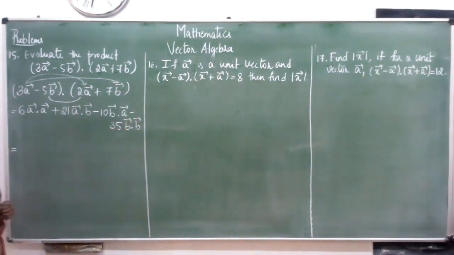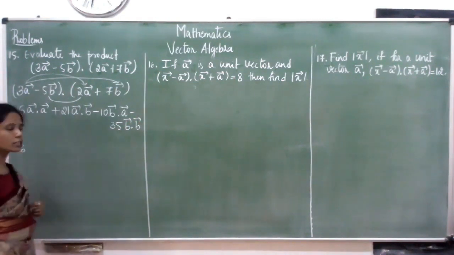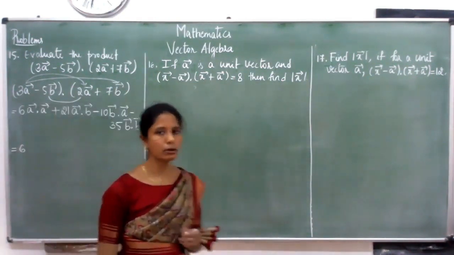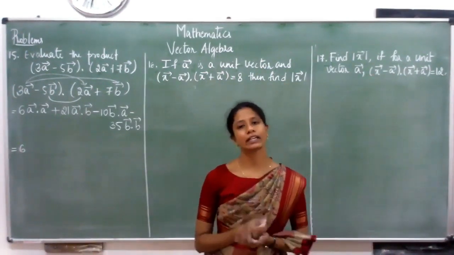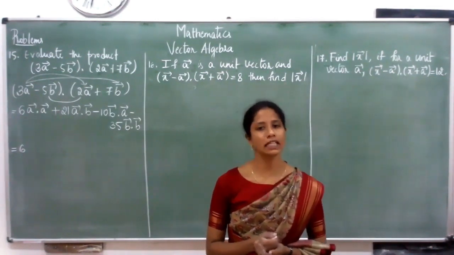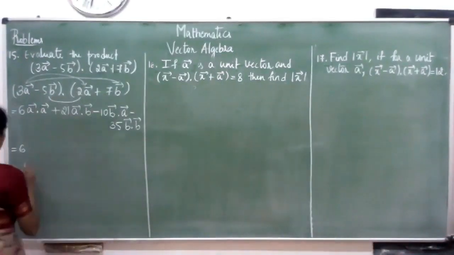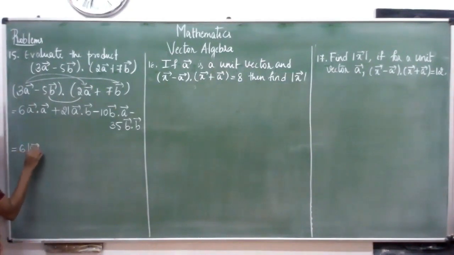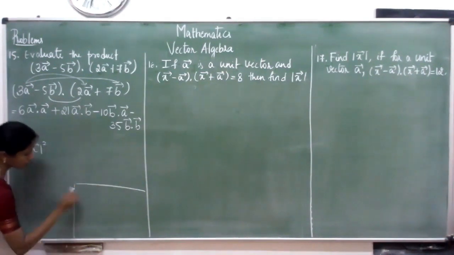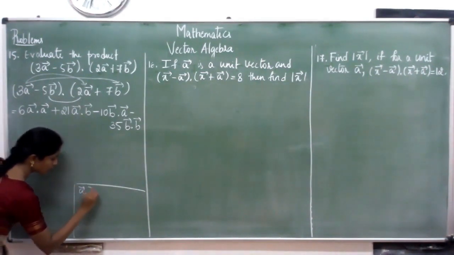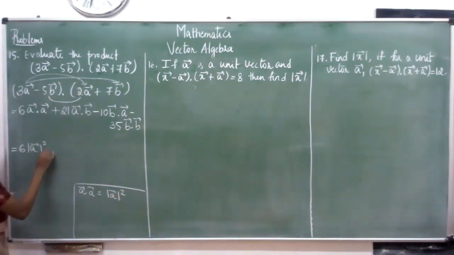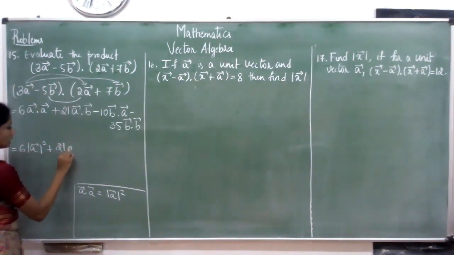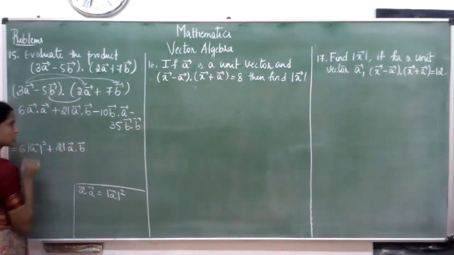Therefore, this is equal to 6 into, what is vector A dot vector A? Do you remember the observation? In the observation I have told you vector A dot vector A is equal to magnitude of vector A the whole square. So we are going to use that observation. So vector A dot vector A is magnitude of vector A the whole square. Next, plus 21 into vector A dot vector B.